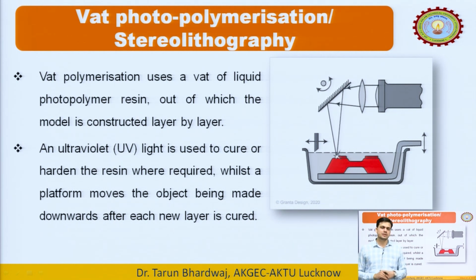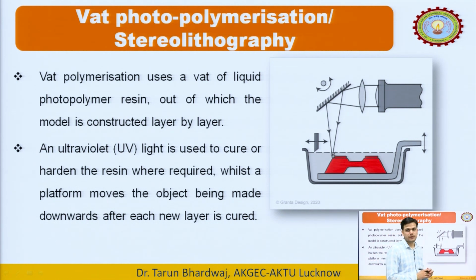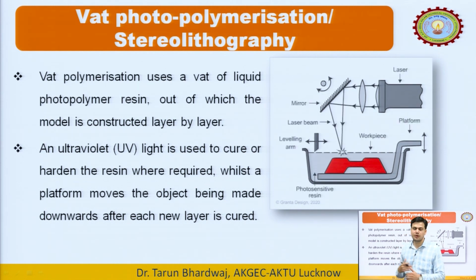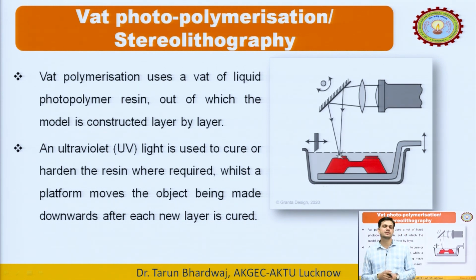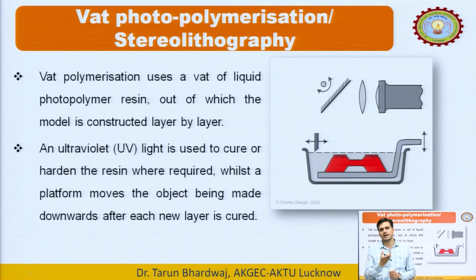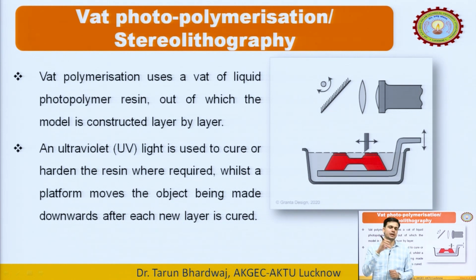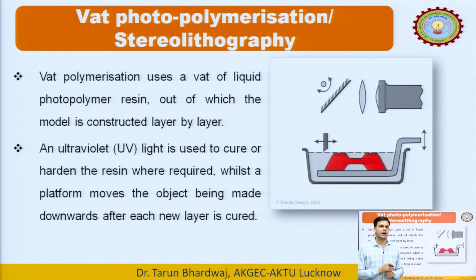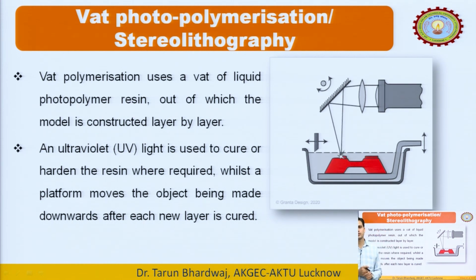कैसे basically इस process में क्या होता है, because this process was basically developed for the resins first of all. No? So the wet photopolymerization uses the wet of liquid photopolymer resin, out of which the model is constructed layer by layer. As you can see over here in this diagram also, how the laser is coming and it is basically used to cure that particular liquid into the solid form. मतलब आपने एक लेजर डाली, वो क्योर कर रही है आपके लिक्विड रेजिन को, और क्योर करने के बाद वो जो लिक्विड रेजिन है वो कन्वर्ट हो जाता है into the solid form. Okay, as you can see in this video also, that UV light is used to cure or harden the resin where required, whilst a platform moves the object being made downward after each layer is cured.